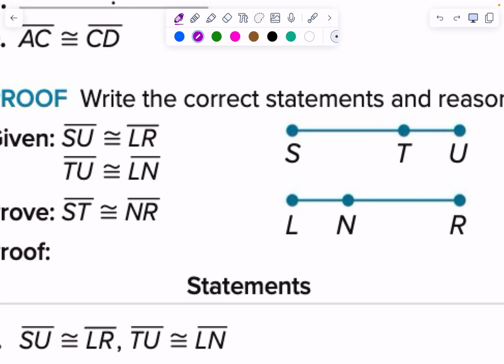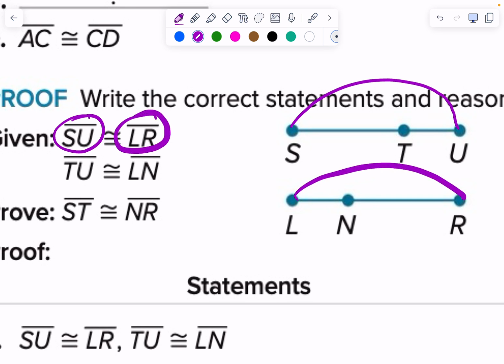Let's look at the given. This says SU, which is the full length of this top one, is equal to LR, which is the full length of the bottom one. So are those two segments the same? Yeah. And then they say TU, which is this little piece, is the same as LN, which is this little piece, right? True? Okay, that's true.